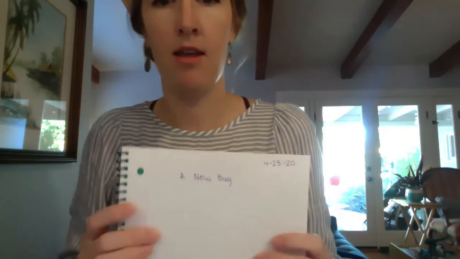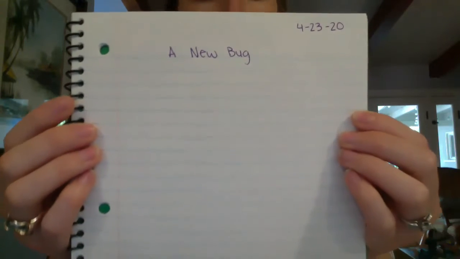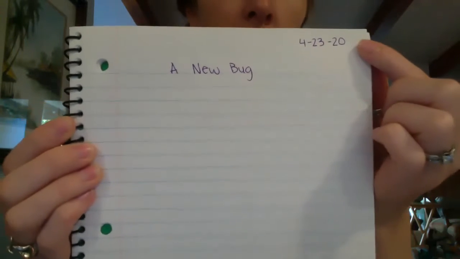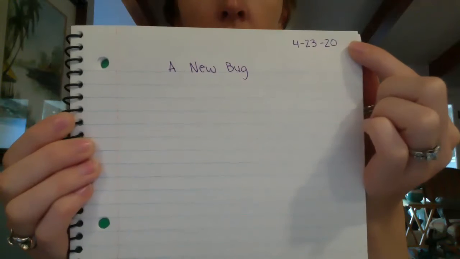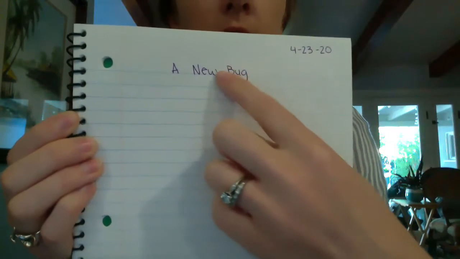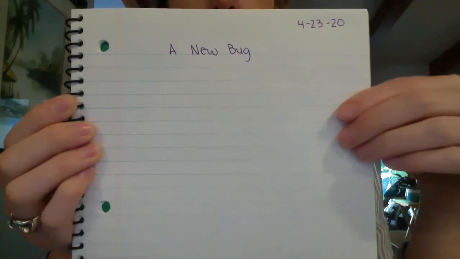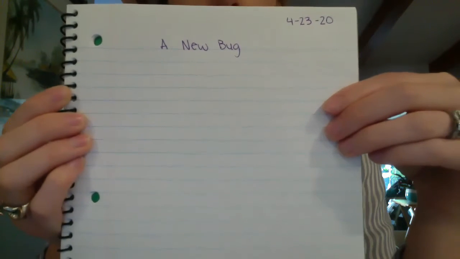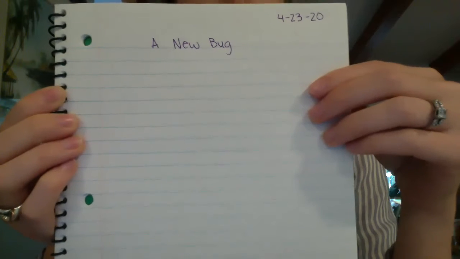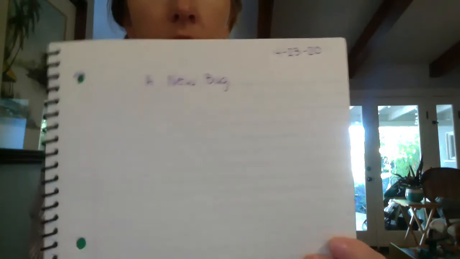And then, as always, you're going to start with a date in the corner. I want you to practice putting it in the upper right-hand corner. And then your title goes on that top line in the middle. So today's date is April 23rd, 2020. You can write the short date, which is 4/23/20. And then our title is a new bug. Remember, you created a new bug, and now you're going to be telling me about it.